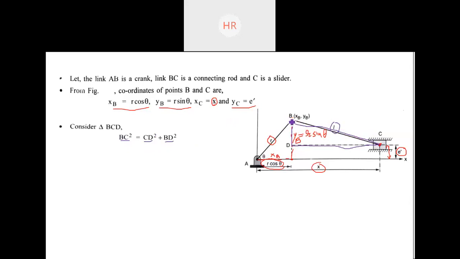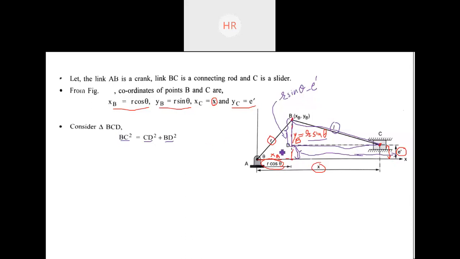BD means this distance. What will this distance be? If you look, the distance up to the x axis is r sin theta. Okay, so r sin theta minus this much distance, so minus E dash. So you can see this distance is E dash. So BD will be equal to r sin theta minus E dash.